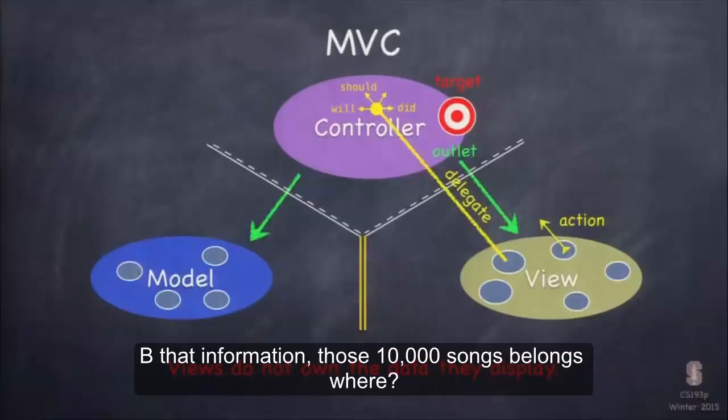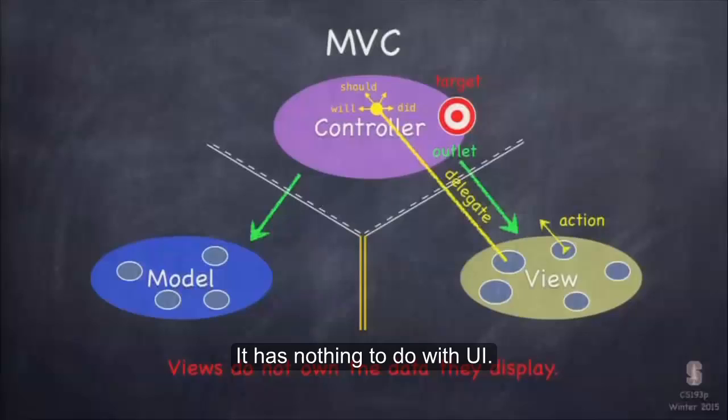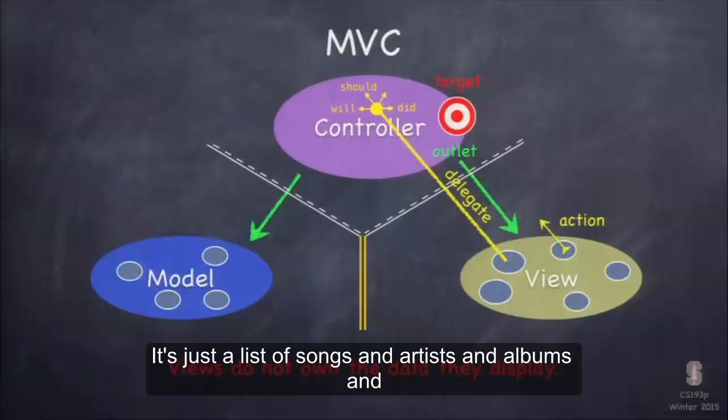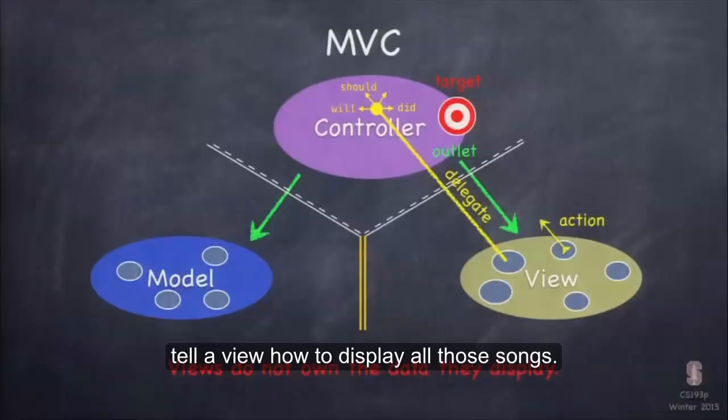And B, that information, those 10,000 songs, belongs where? In the model. Okay, because your song database is a model. It has nothing to do with UI. It's just a list of songs and artists and albums and all that. It's in the model. Some controller has to look at that database and tell a view how to display all those songs.